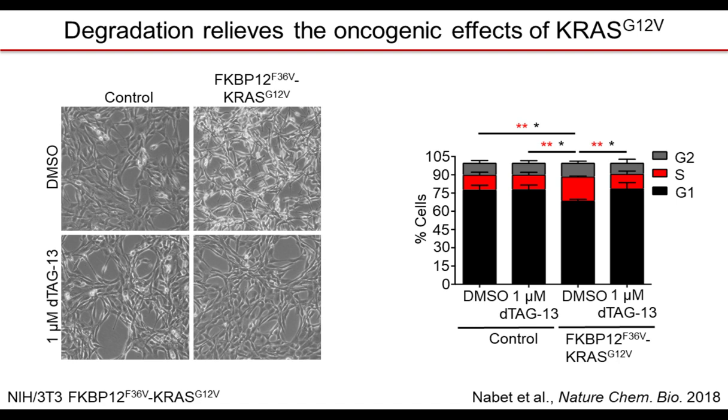We could also quantify some of the changes in proliferation and transformation. And so I'm just highlighting here one experiment that we did where we demonstrated that when we expressed mutant KRAS in these cells, we had increased cells in S phase. Upon degradation within 24 to 48 hours, the cells began cycling exactly like the control cells.